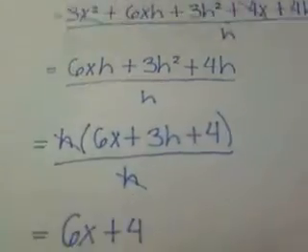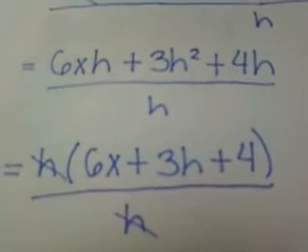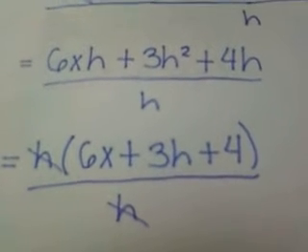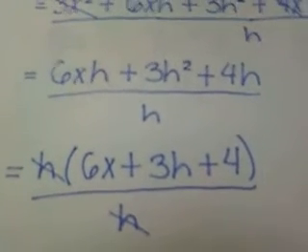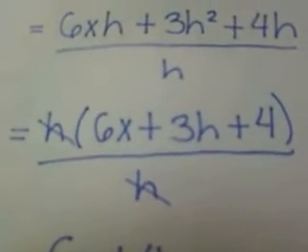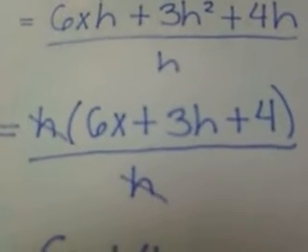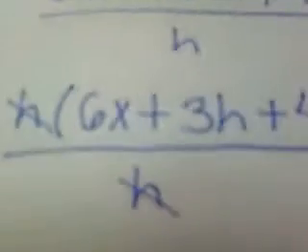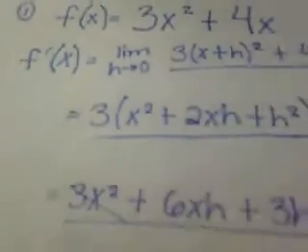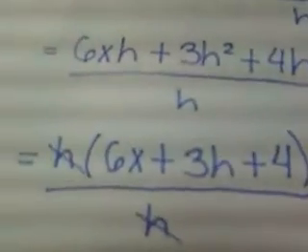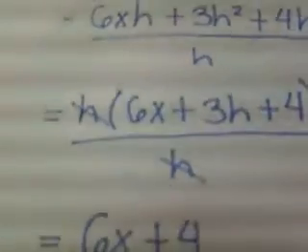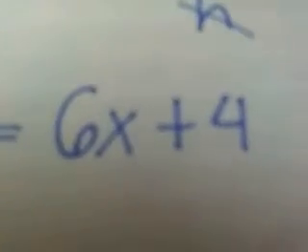So now, if you take the h out, see? It would come out being 6x plus 3h plus 4, because since we took the h out, we can eliminate it by dividing that h over there, see? And since h approaches 0, it would be 3 times 0, so that would be 0, and it would come out being 6x plus 4. That is our final answer.